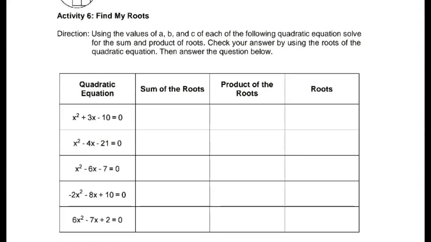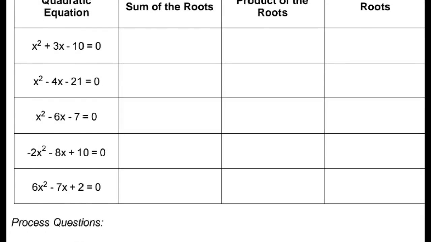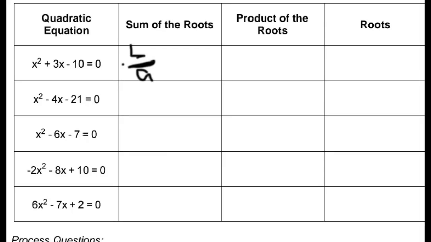So activity 6, find my roots. Direction: using the values of a, b, and c, for each of the following quadratic equations, solve for the sum and product of roots. Check your answer by using the roots of the quadratic equation, then answer the questions below. So x squared plus 3x minus 10 equals 0. For the sum of the roots, we are going to use negative b over a. So b is 3, so we're going to have negative 3 over 1, which is equal to negative 3. Then for the product of the roots, we're going to have c over a. C here is negative 10 over 1. So negative 10 divided by 1 is negative 10.